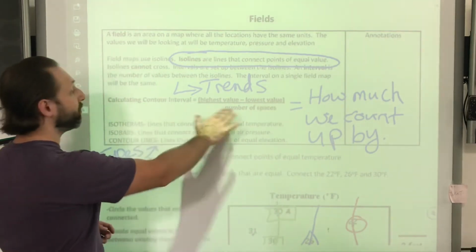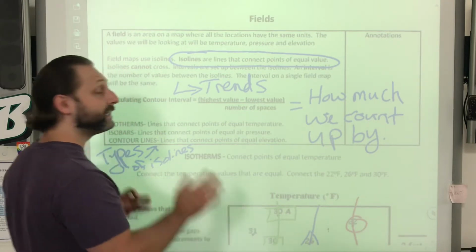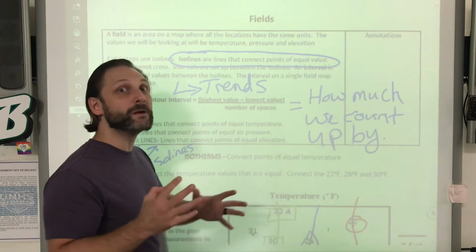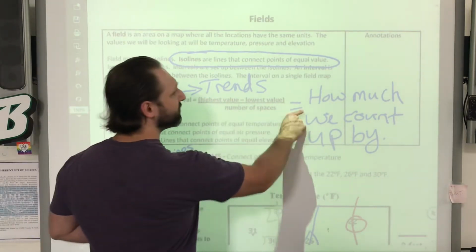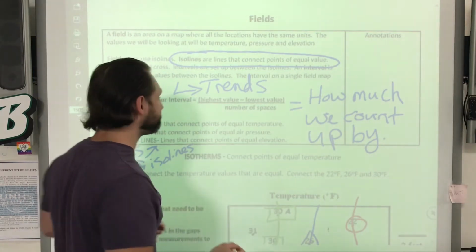Down here we have a formula, contour interval, and this formula is not in your reference tables. So keep in mind, this is where you're going to have to go for that dreaded memorization. This is really going to calculate for us how much we're counting up by on our field maps.